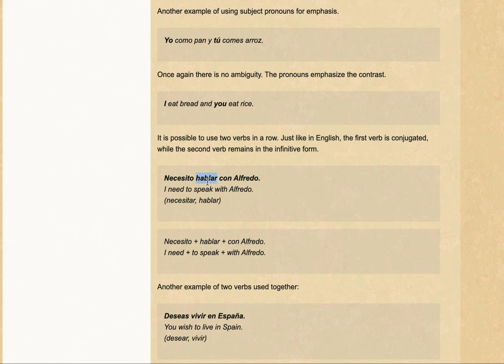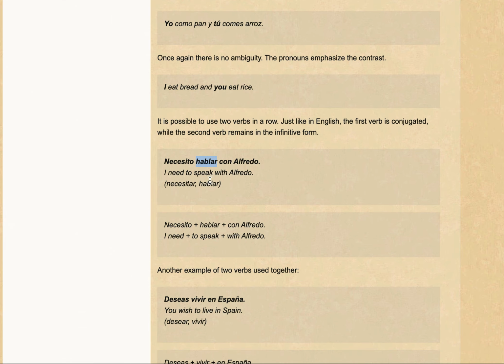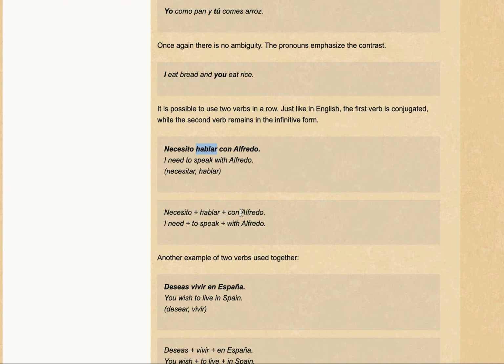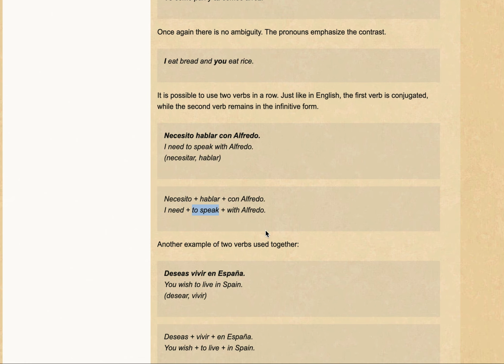And the second verb is in its infinitive form, like to speak. So it's not conjugated. It's possible to use two verbs in a row, just like in English. The first verb is conjugated, while the second verb remains in infinitive form. So, I need to speak with Alfredo. Necesito hablar con Alfredo. I need to speak, an infinitive, with Alfredo.